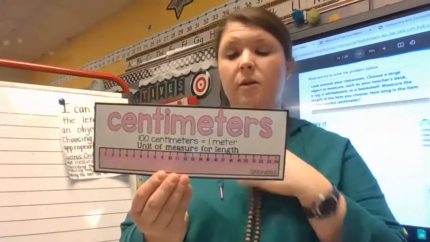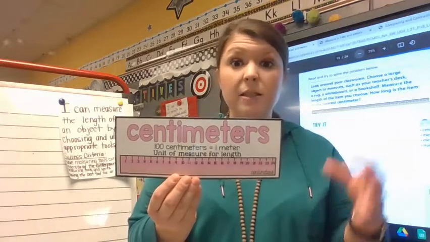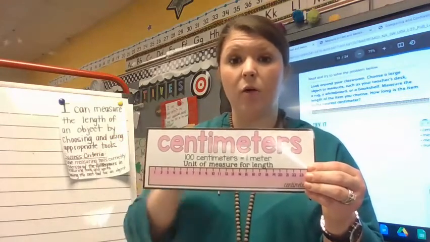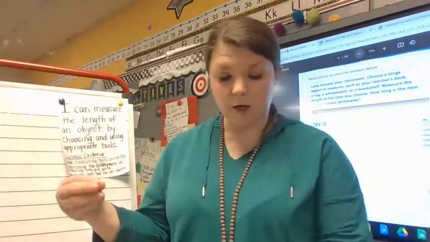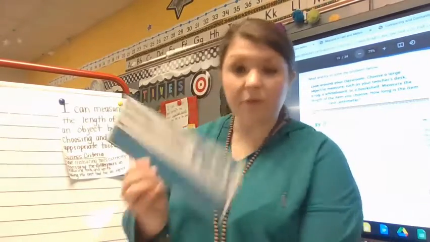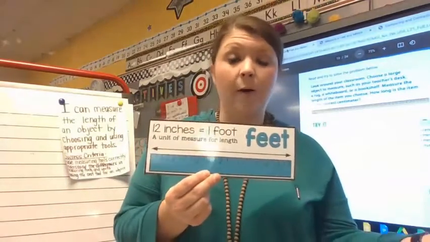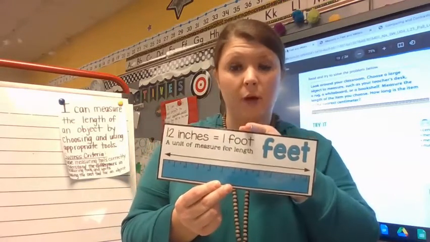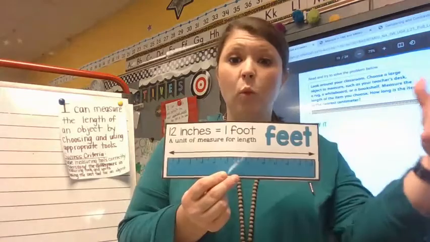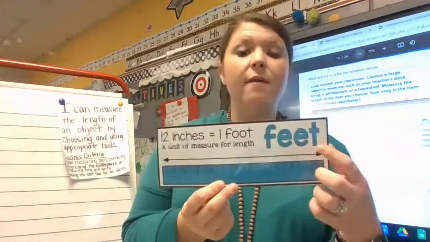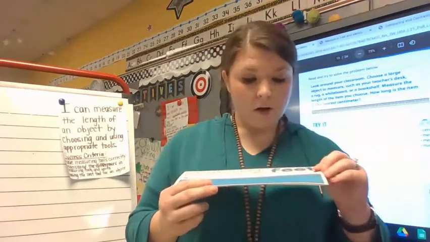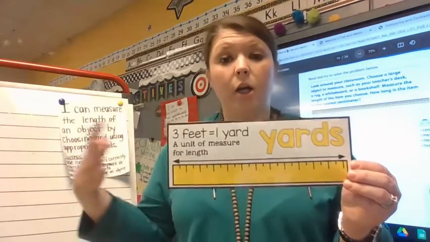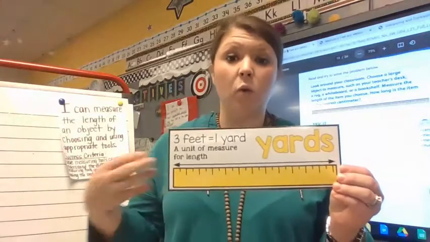And let's talk about that word centimeters. Centimeters is also a unit of length. It is smaller. And centimeters, we talk about meters with. So there are 100 centimeters in 1 meter. Okay? Now we talked about feet a little bit just a minute ago, and a little bit yesterday. So remember 12 inches equals 1 foot. And when we have more than 1 foot, we change that to the plural, feet, okay? All right, so then 3 feet equal 1 yard. And a yard is also a unit of measure for length.